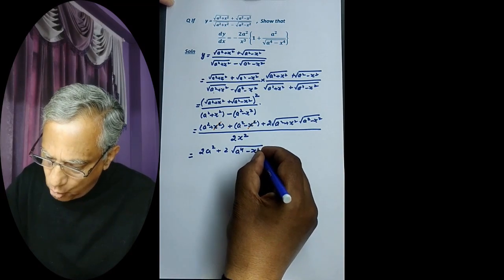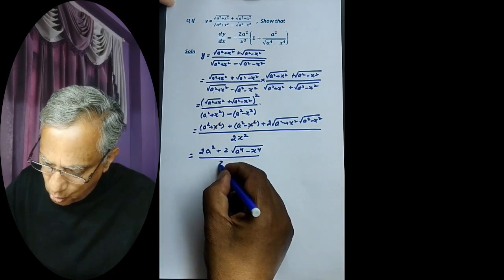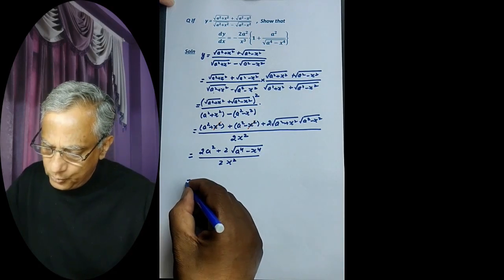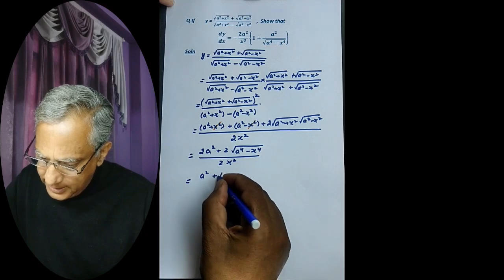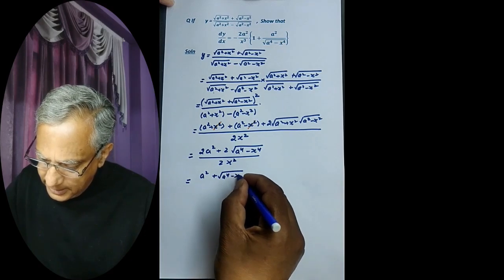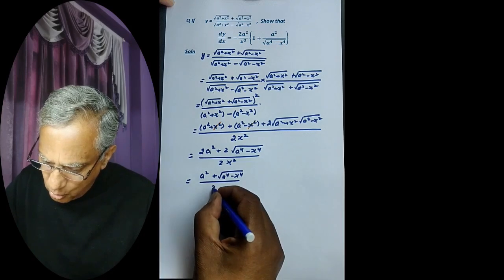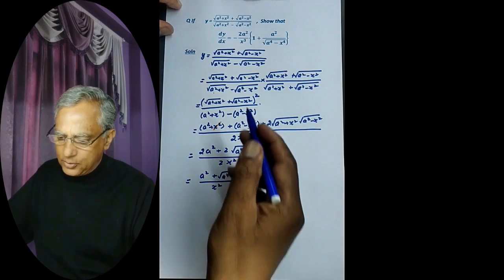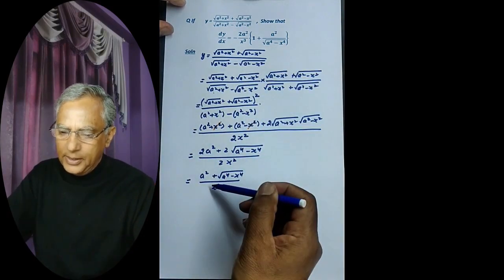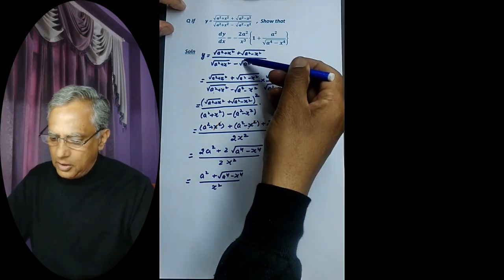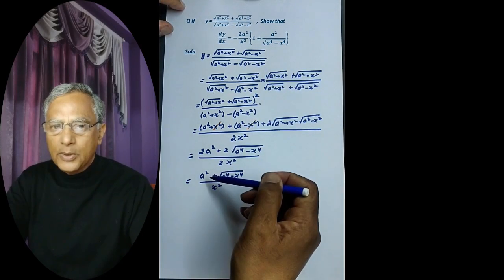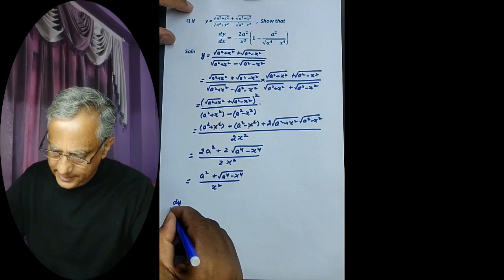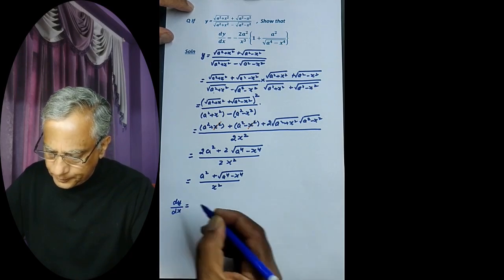So this will be (a^4 - x^4) whole divided by 2x². This 2 will be common and cancel with this. So what we get is a² plus under root (a^4 - x^4), whole divided by x². Now we differentiate this. This function is a lot simpler than this function. Now at this stage we carry out the differentiation. What we get is dy by dx is equal to.